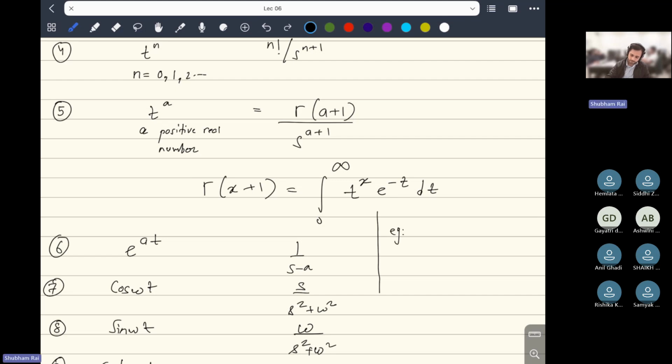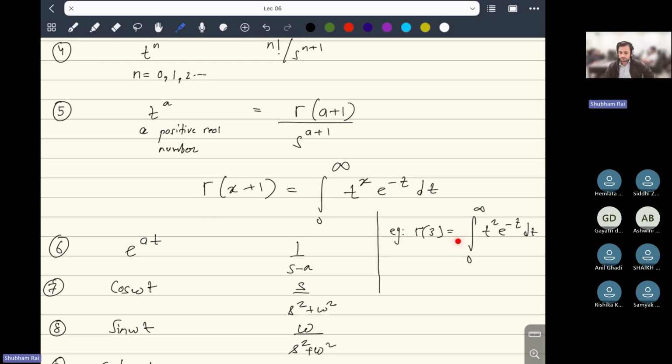Say you want to calculate gamma of 3. So here x will be 2, right? You just put x equal to 2 here. So it will be the integral from 0 to infinity of t squared e raised to the power minus t dt. So you just solve this integral, and you will get gamma of 3. So it's a mathematical definition. Because this function appears many times in mathematics, we call it the gamma function.